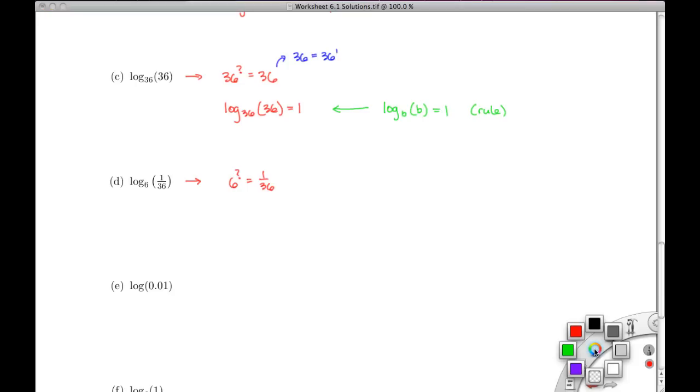All right, we're going to have to take a slightly different approach to figure this one out. We're not going to be able to just keep multiplying 6 by itself over and over again to get 1 over 36. It's just not going to work out that way. So we're going to have to get a little creative.